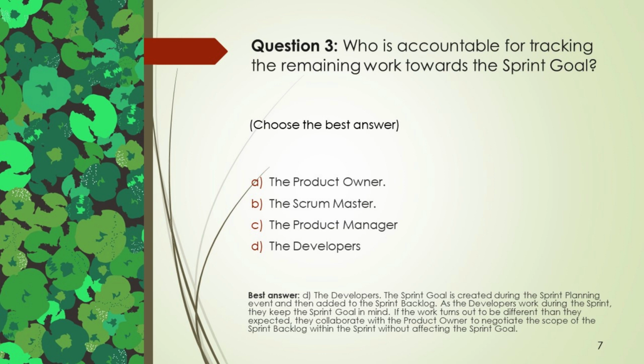Best answer, D. The developers. The sprint goal is created during the sprint planning event and then added to the sprint backlog. As the developers work during the sprint, they keep the sprint goal in mind. If the work turns out to be different than they expected, they collaborate with the product owner to negotiate the scope of the sprint backlog within the sprint without affecting the sprint goal.